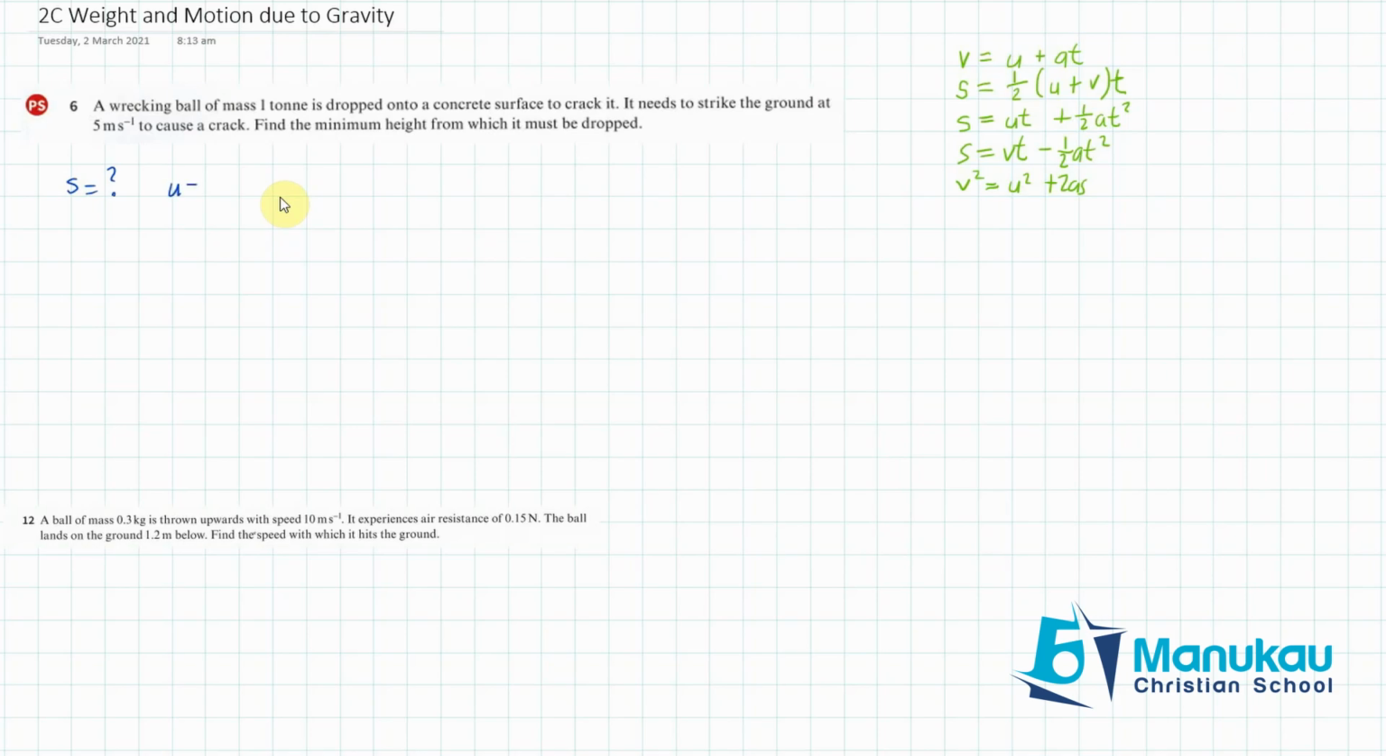We know that u, the initial velocity, is 0, I think, and v, we want it to be equal to 5. We know that the acceleration due to gravity is minus 10. Although actually, if we're just dropping it, the acceleration will be 10 because it's going in the same direction as the ball, so we're not throwing it up. So I'm going to use that as a positive 10 actually.